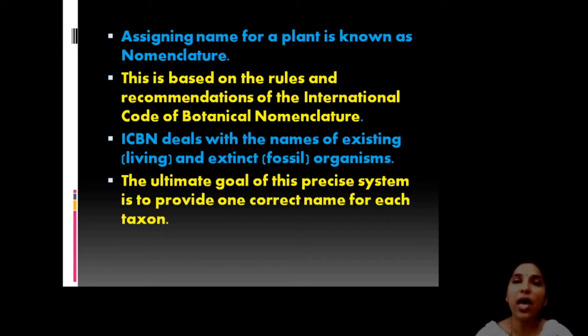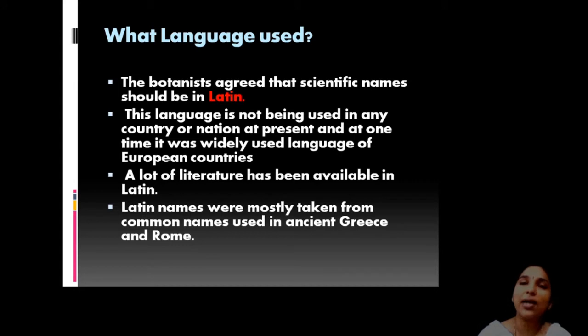Now we are going to discuss how this code was derived in the scientific world, what its history is, and how it is performing. So what language do we use? That's a question. We have, for example, Malayalam names. If you find a new plant in your place and want to give it a name, you cannot give a Malayalam name, because you have to follow the international rule. So what is the rule?